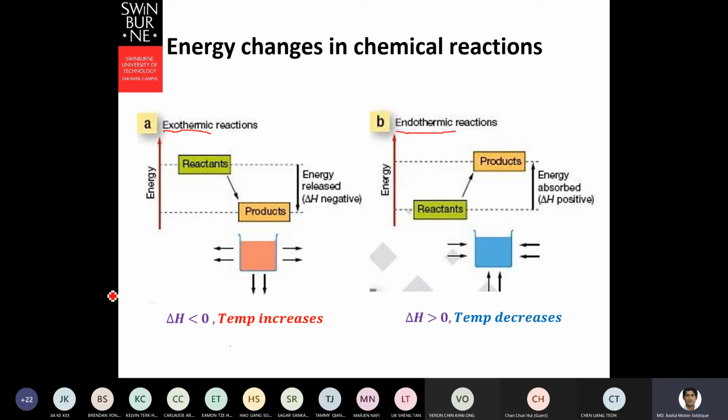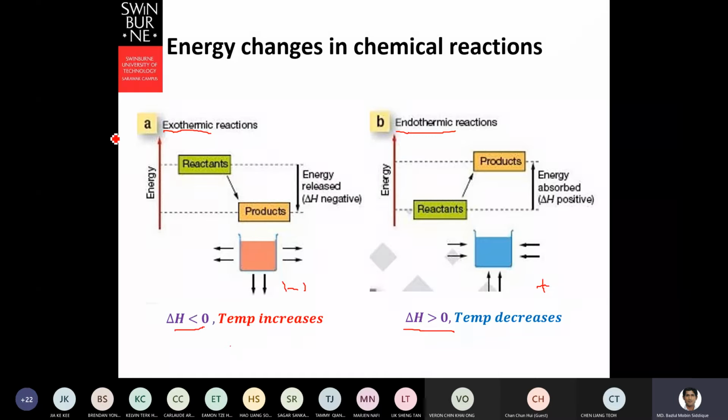Okay, and that is why del H is less than 0 for exothermic, and for endothermic, del H is more than 0. You will be surprised that exothermic, which is giving us heat, we will show with a negative sign. And endothermic, we will express with a positive sign. These two things are confusing, but just remember, exothermic will produce heat, will give us heat.